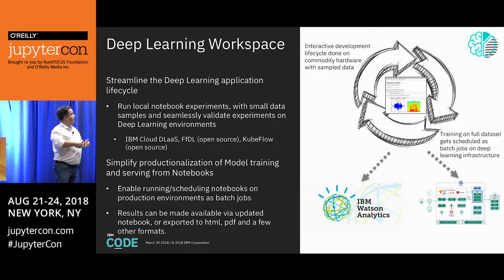The idea here is that you start doing your interactive development on the notebook as you usually do. You use some sample data, and you tweak your parameters, but you're not really going for the optimal results. You just want to make sure that the logic and the model you have work okay. And when you're ready to start experimenting with the full data set, you start submitting and scheduling those jobs as notebooks into a deep learning as a service platform.